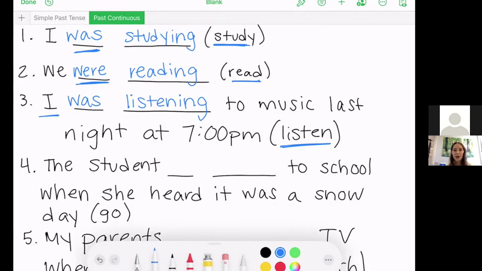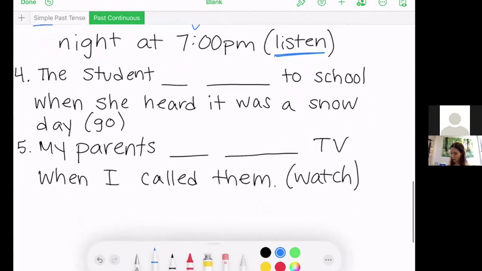So that probably started before 7 o'clock and it continued past 7 o'clock, but I'm not still listening to music now. So it has since ended. That is something that continued for a little while in the past, but again, it's over at this point. I'm not listening to music right now. I would use a different tense if I was.